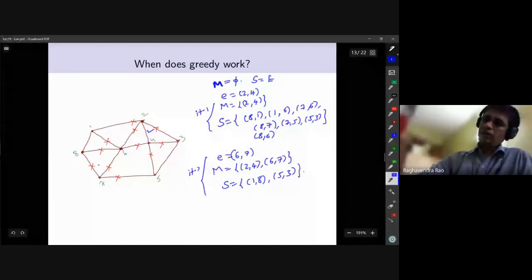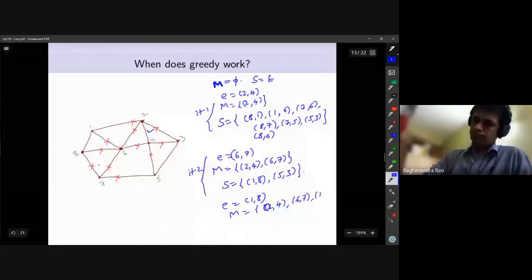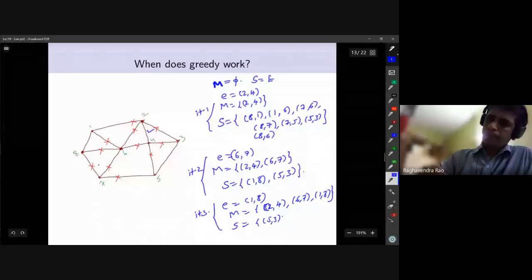Iteration 3, you pick any of the remaining edges. So 1, 8. M will be 2, 4, 6, 7, 1, 8. S will be 5, 3. This is iteration 3. Now iteration 4, E will be whatever is remaining, 5, 3. M is 2, 4, 6, 7, 1, 8, 5, 3.